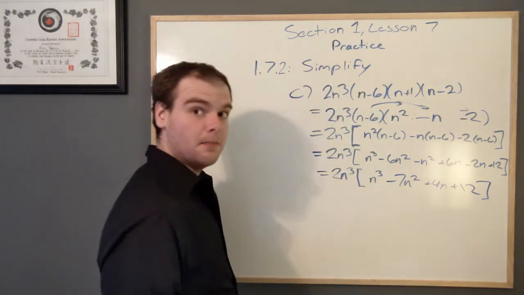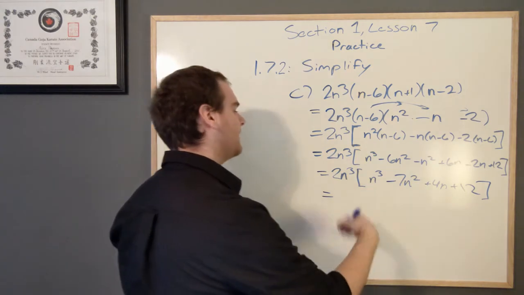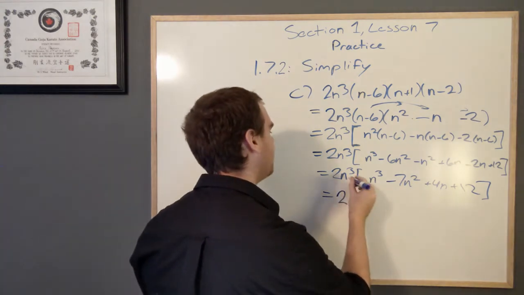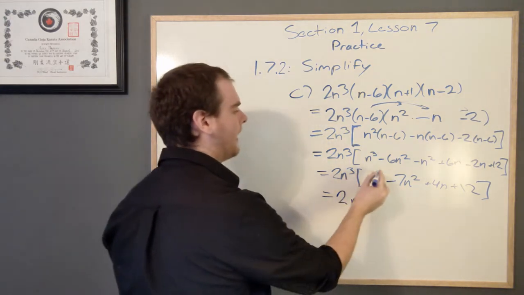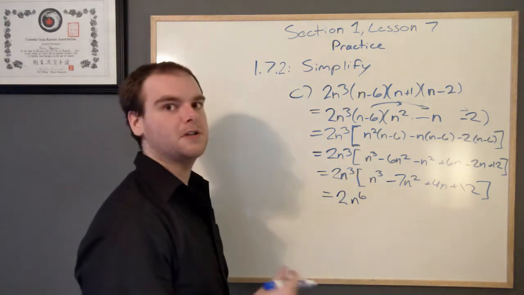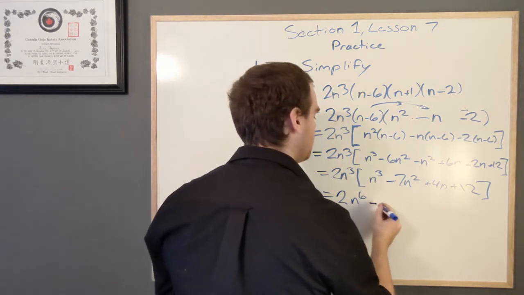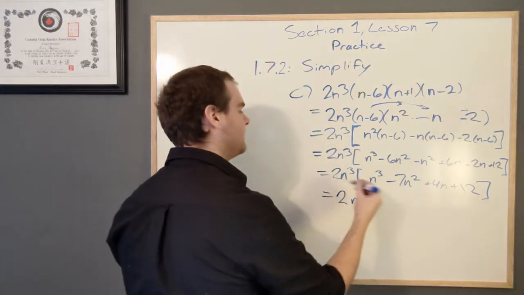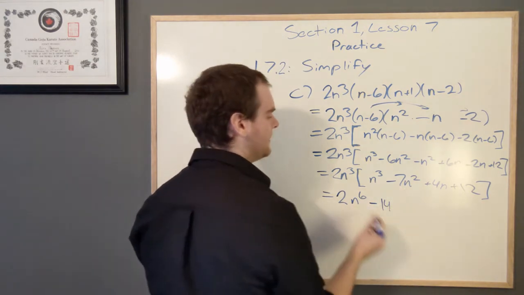Now we can do this last monomial multiplication. And doing this, I can actually drop the brackets, so I'm going to be left with 2n cubed times n cubed, which is 2n to the 6. Remember, we add the exponents, not multiply them, which some people tend to do. We add the exponents. Now, 7 times 2 is 14, and that was negative, so hence we have the negative still.